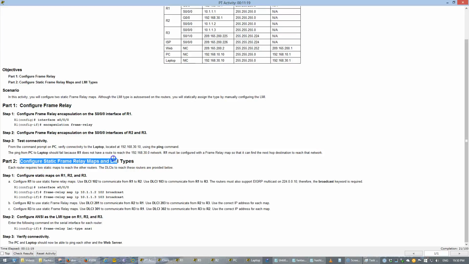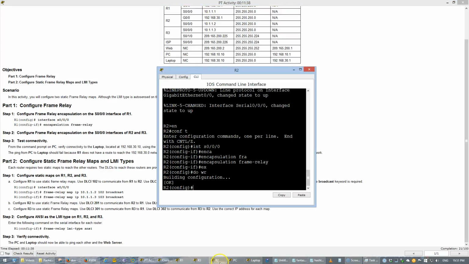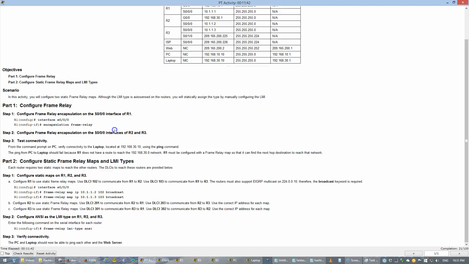Configure static frame relay maps and the LMI types. There's more than one type. We're going to talk about that in a second. 2 static maps to reach the other routers. The DLCIs to reach these routers are provided. They will be provided by your ISP. I think the range is 16 to 1007. We're going to find out here in a second.